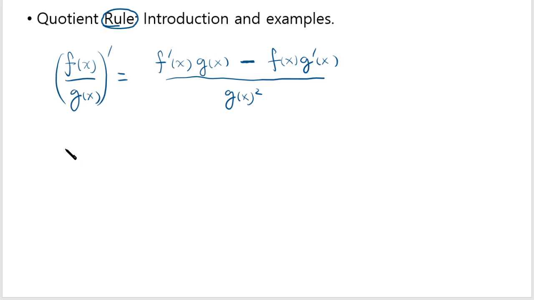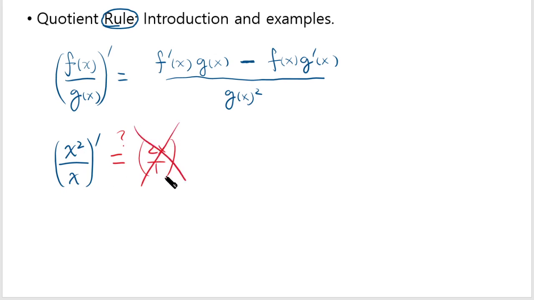So let's say you have x squared over x, and you were told to differentiate this. Now the wrong way is, let's say you didn't know the quotient rule, and you just did derivative of x squared is 2x, derivative of x is 1, so is it this? Well, this would be wrong. It's completely wrong, okay? This would be like not obeying the rule, which is the quotient rule.